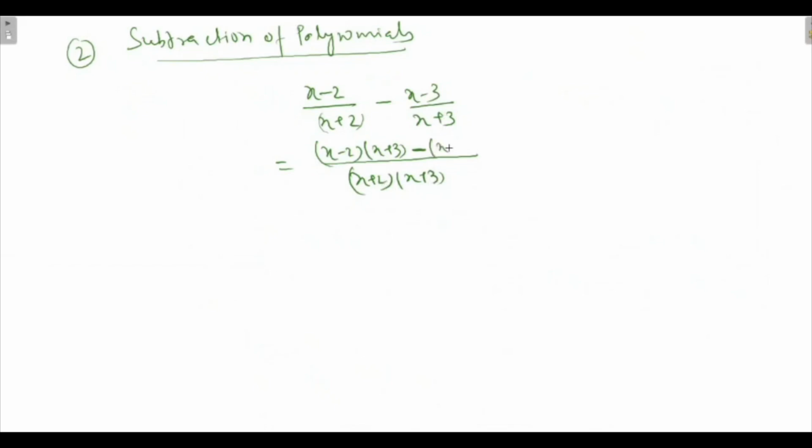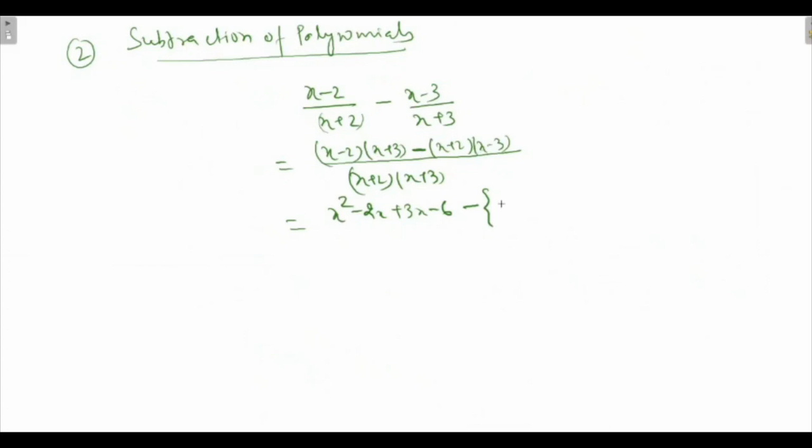X plus 2 into x minus 3, you will be doing, then you will be expanding this. So you will multiply x with x, you will get x square. If you multiply minus 3 with x, you will get minus 3x. Then you multiply 2 with x, then you get 2x. Then you multiply 2 with minus 3, you will get minus 6. Then you have minus over here, and then you try to expand it.